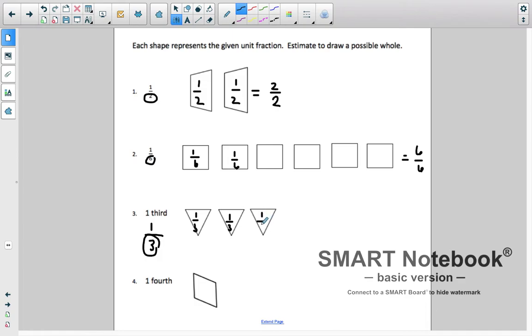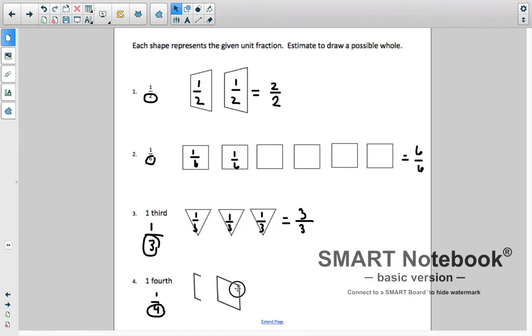And if I add the ones on top, that's going to equal 3. The bottom number stays the same, so it would be 3/3, which also equals 1 whole. The last one is 1/4. Again, I'm going to write it in my fraction form. Look at the bottom number. I need 4 of these diamonds. So I have this diamond equals 1/4.